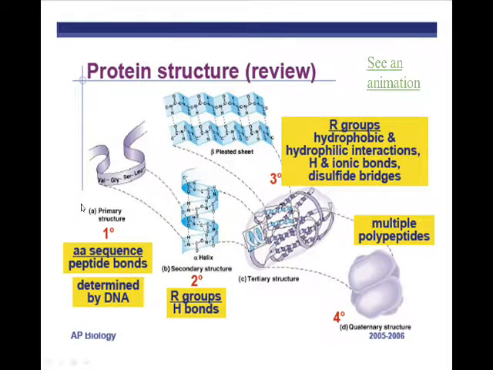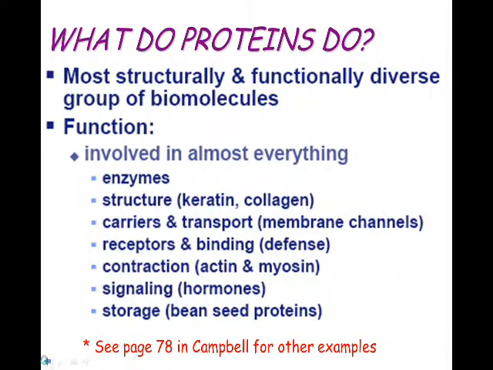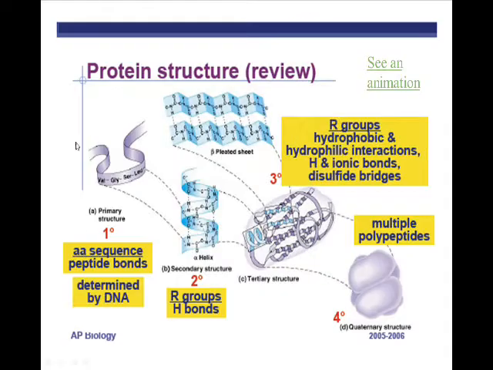So look at the 4 levels. Primary structure is the amino acid sequence. It comes from our DNA. What amino acid goes where in the chain? Secondary folding, we get beta pleated sheets and alpha helices, connections between nearby R groups. Hydrogen bonding holds those together.